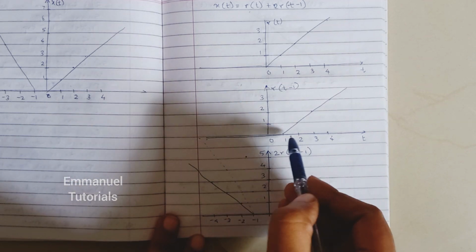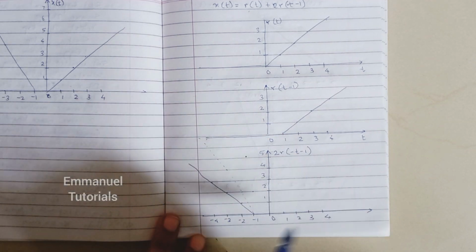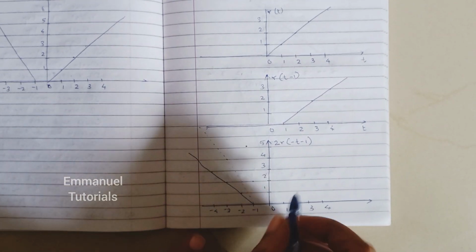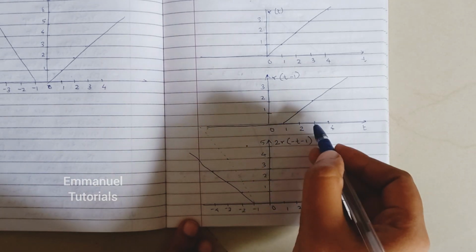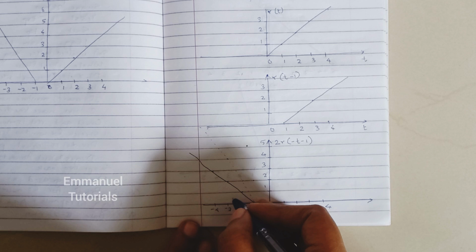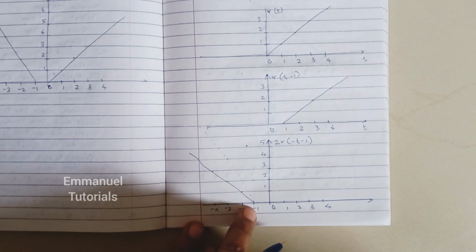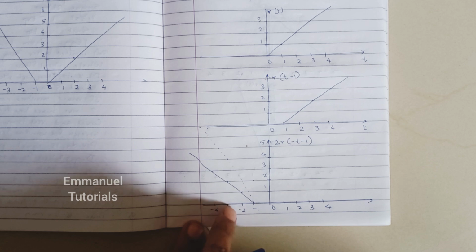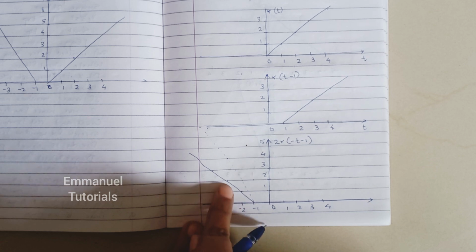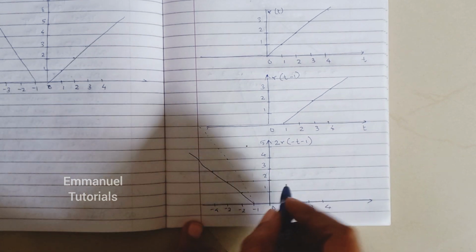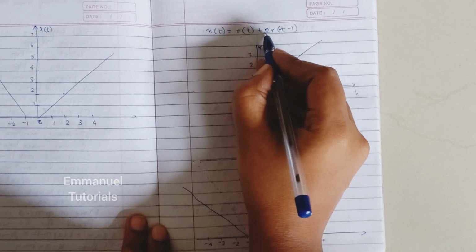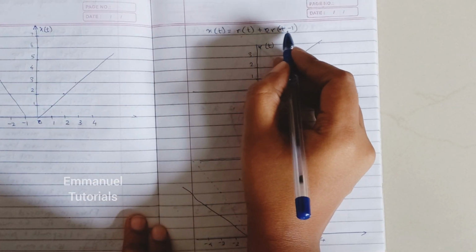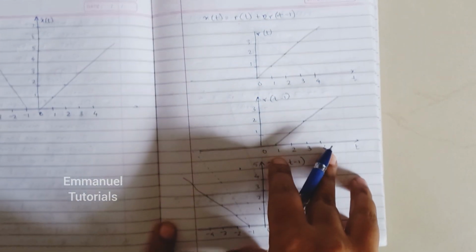So amplitude at 1 will be the same amplitude at minus 1, amplitude at 2 will be the same amplitude at minus 2, amplitude at 3 will be the same at minus 3. So we have at minus 1 amplitude is 0, at minus 2 amplitude is 1, at minus 3 amplitude is 2, and so on. And we have one more operation which is to be performed, that is 2 of r of minus t minus 1, which is amplitude scaling.